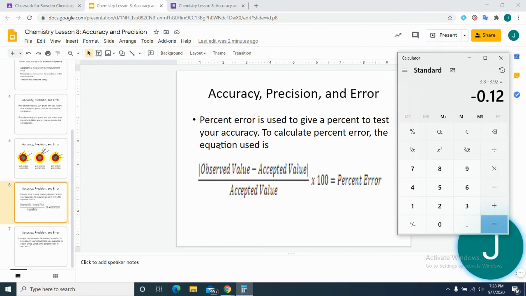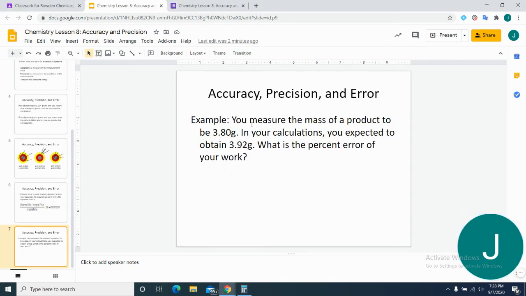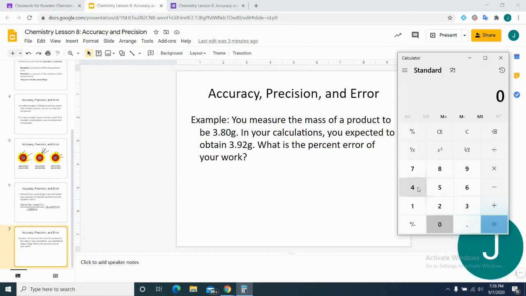So how wrong was I in this problem? I was off by 0.12. Then what we'll do is take 0.12 divided by what was accepted, which was 3.92, and then times 100. And so 3.06% is our error. We were off by 3.06%.